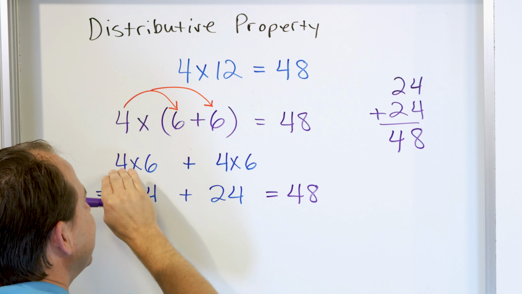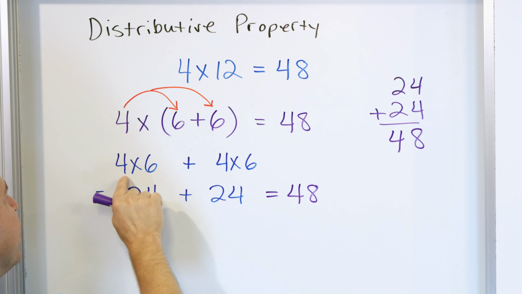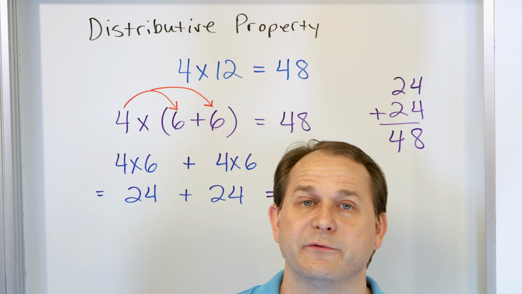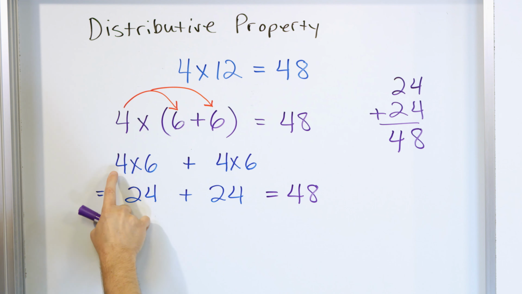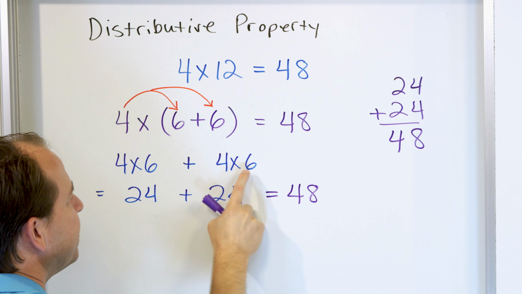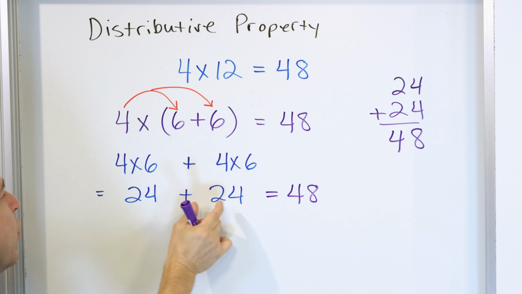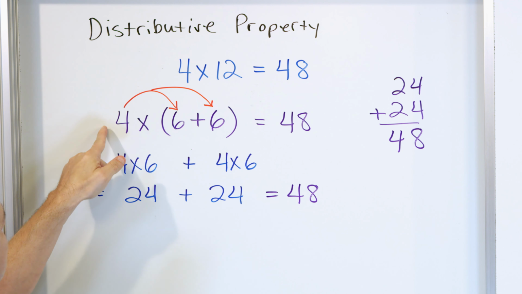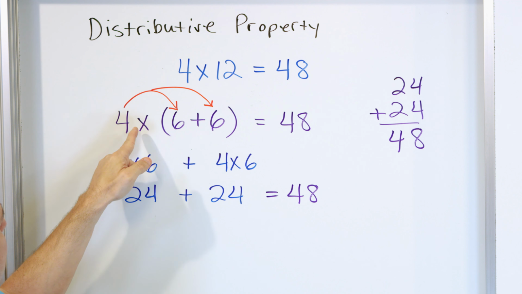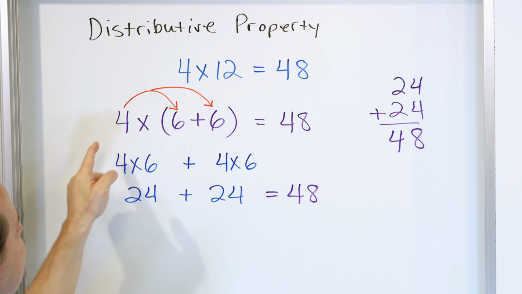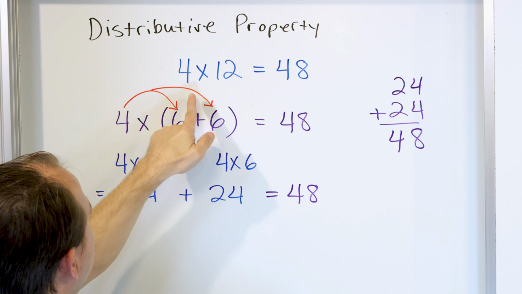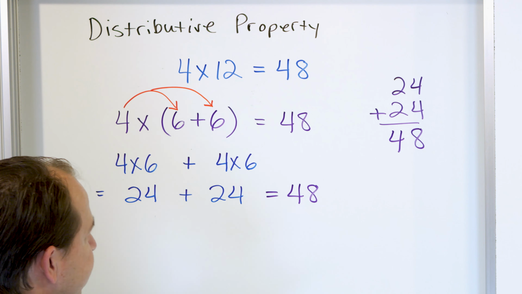Now, when I get to this step right here, when I have multiplication and addition, I always do the multiplication first. So that's why I multiply the 4 times 6, and then I multiply the 4 times 6. So I get 24 plus 24, and that gives you 48. So you can see that when I write it with a number multiplied times a parentheses, and I blow it out like this, I get exactly the same thing as if I never did this at all, and it was just 4 times 12, which is 48.